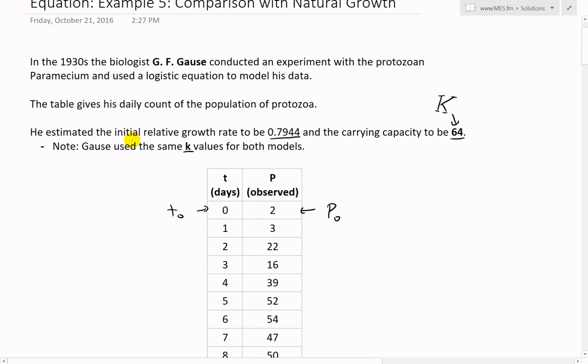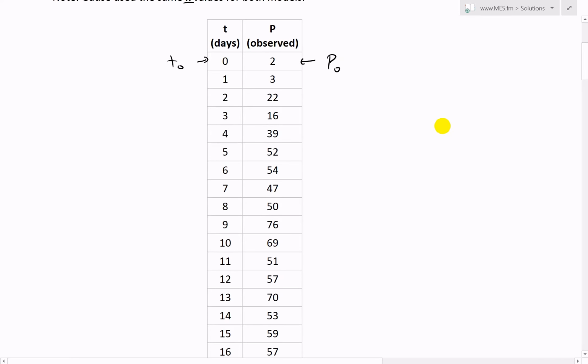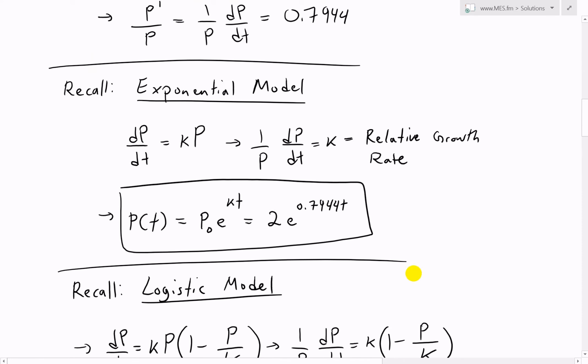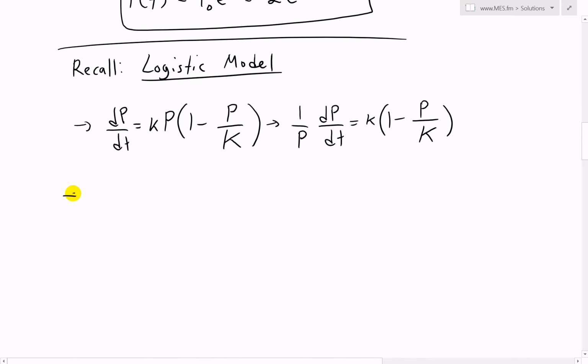It still uses the estimated value. Gauss used the initial growth rate to be 0.7944. Anyways, for the logistic equation, you use that anyway. So what we'll do is check if that's a reasonable assumption. We'll take p of 0 equals 2, so we're going to get the relative growth rate of the initial one, and the capital K carrying capacity is 64. Put these together, what we have is the relative growth rate p prime over p, that's the same thing as I explained above.